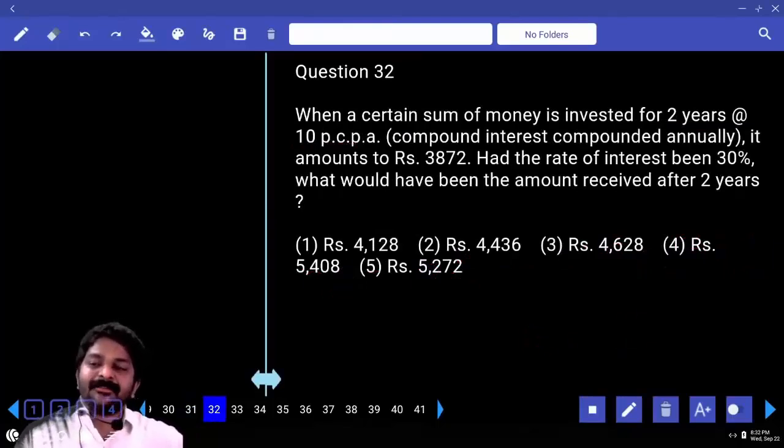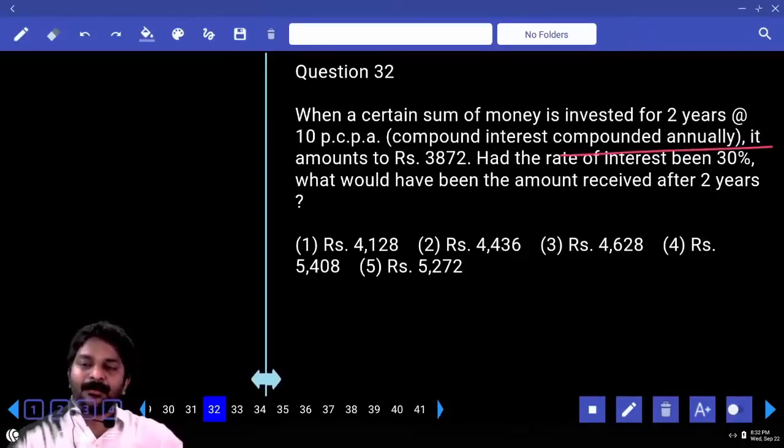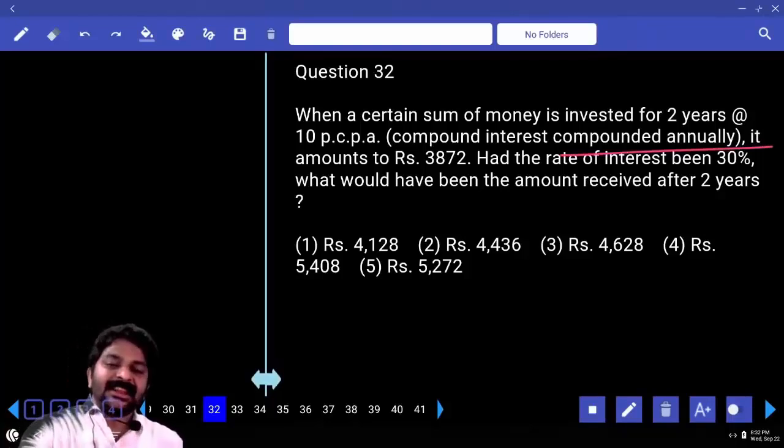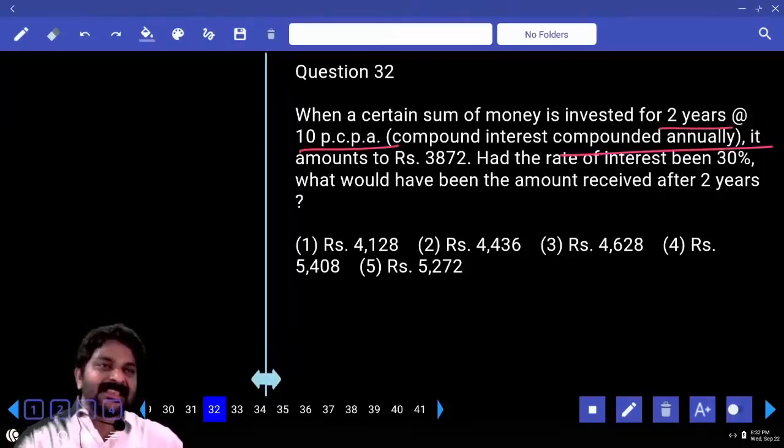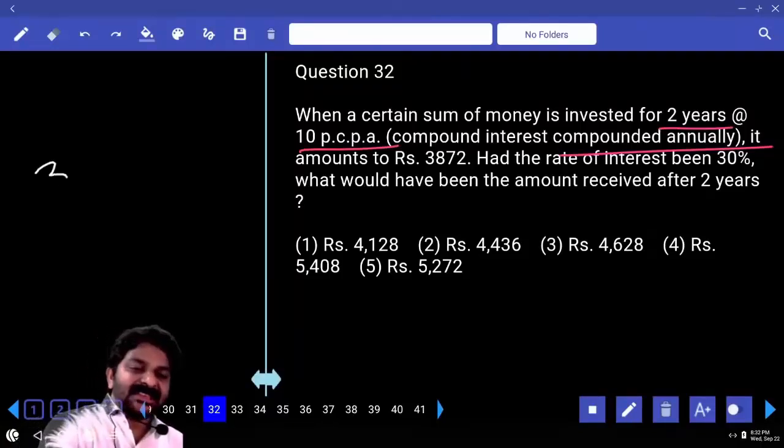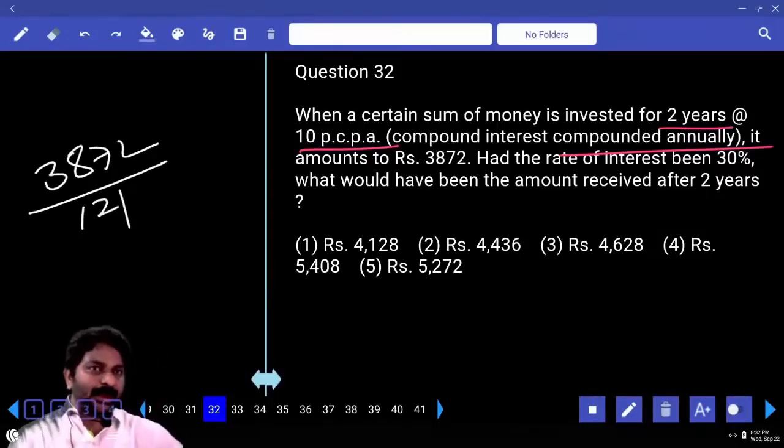When a certain sum of money is divided for 2 years at 10% per annum, it amounts to 3872. Had the rate of interest been 30%, what would have been the amount received after 2 years? Now, which interest type is it? Simple or compound? Compound interest at the rate of 10% per annum for 2 years is 121% only, which is equal to 3872. Then 1% is divided by 121.